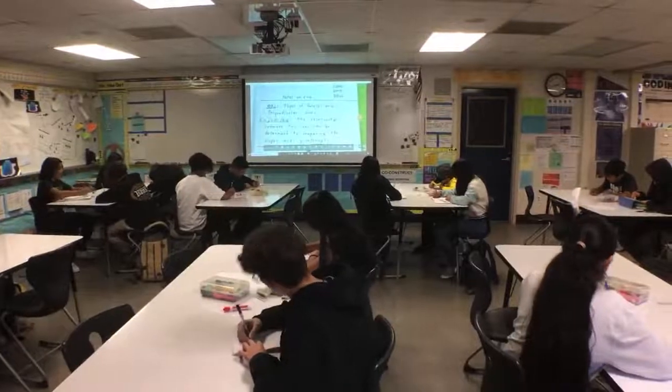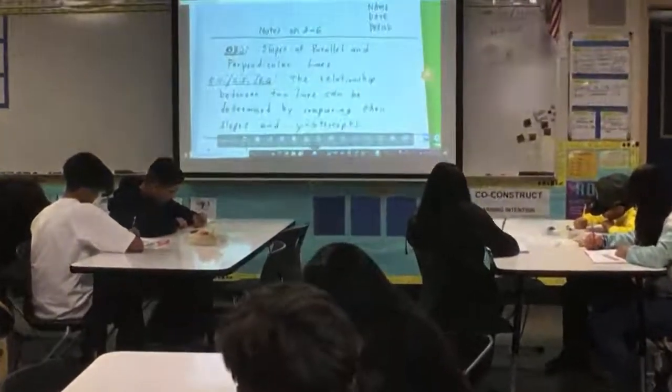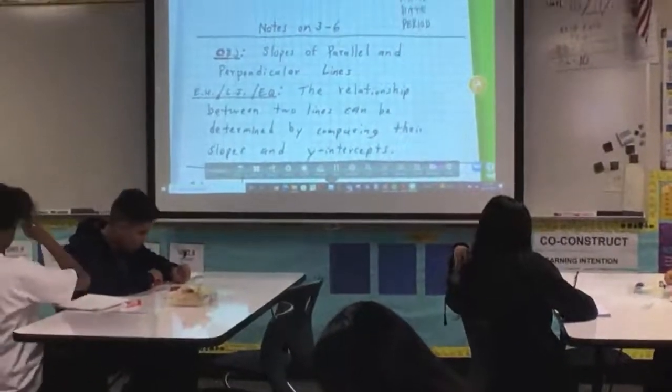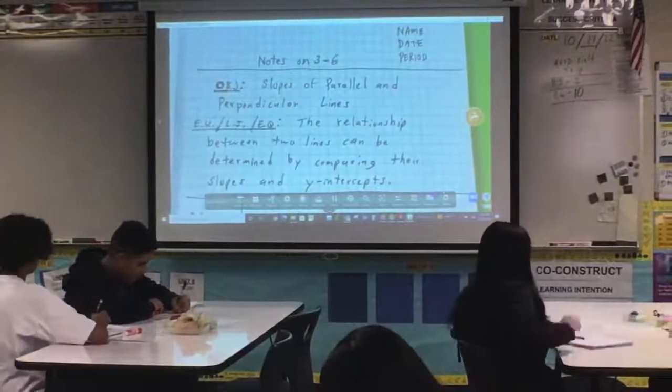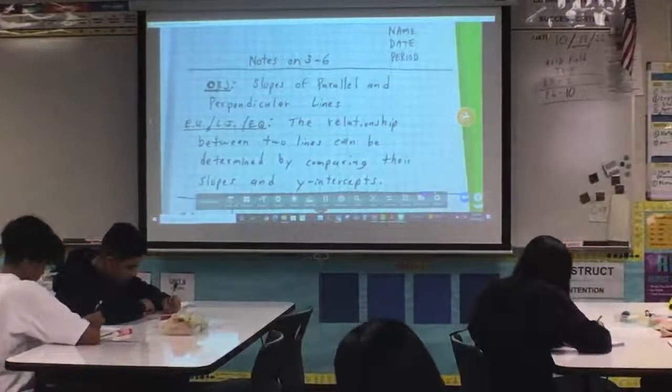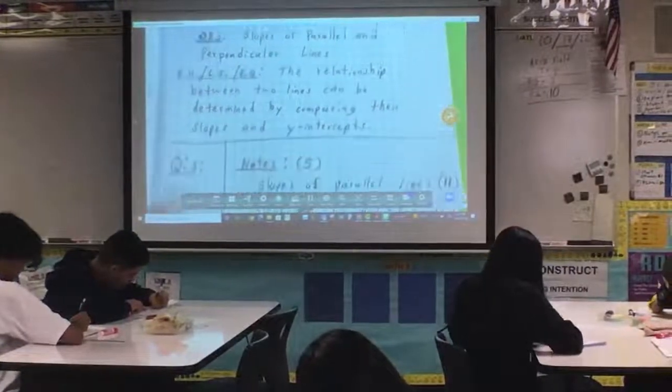Okay, so we're taking notes on 3.6. Our objective, or OBJ, is slope and parallel and perpendicular lines. Our EQ today is the relationship between two lines can be determined by comparing their slopes and y-intercepts.